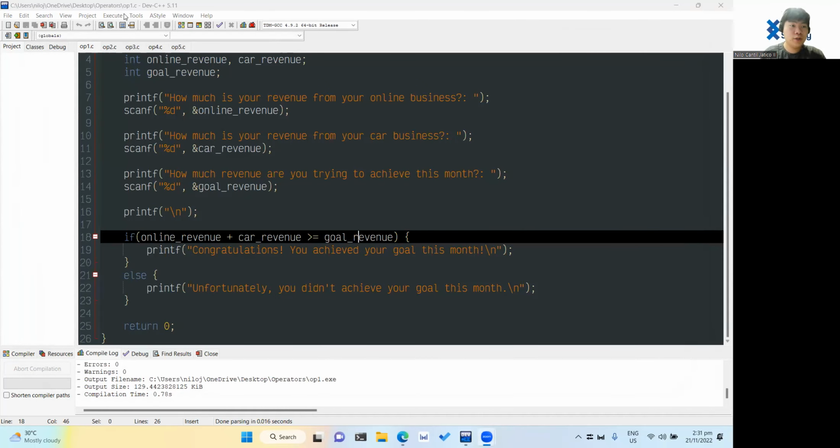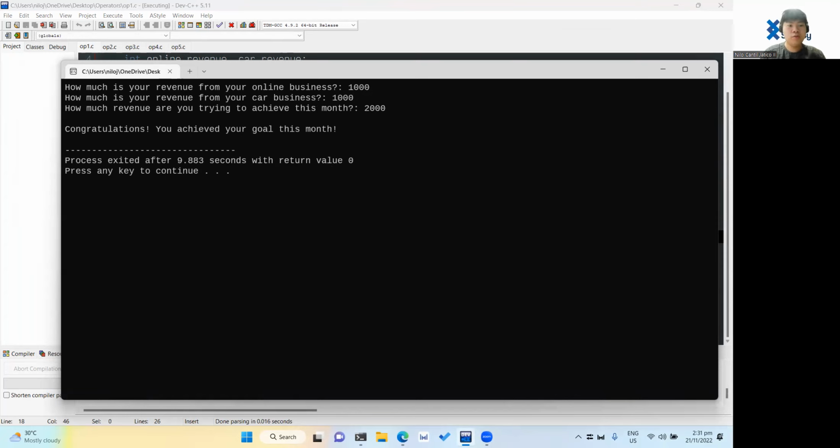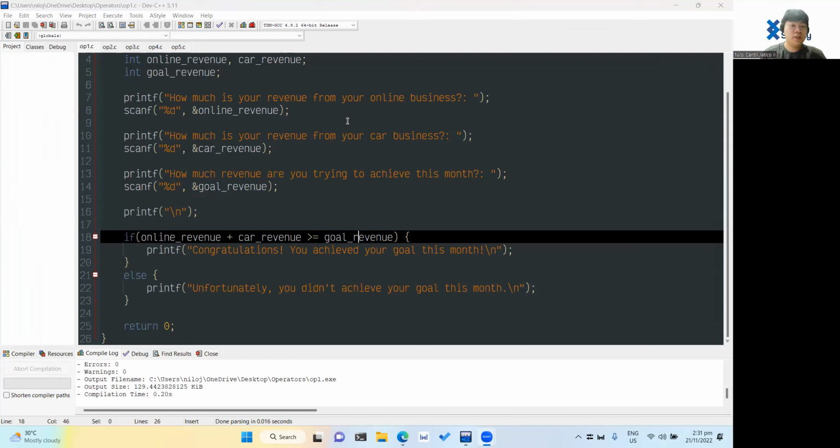But let's say I did 1,000 and then another 1,000, but instead of the goal 2,500, let's say it's 2,000 only. It will now say, congratulations, you achieved your goal this month. So this is one of the examples where you apply the operators through the use of the C language. But it's not limited to conditional statements.